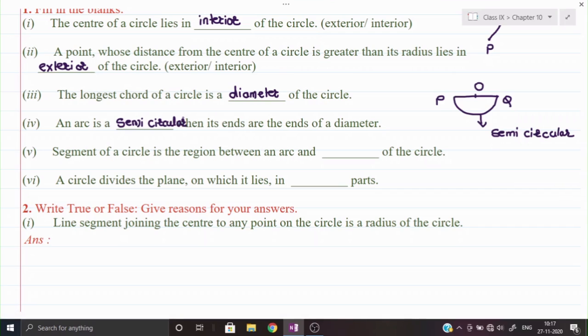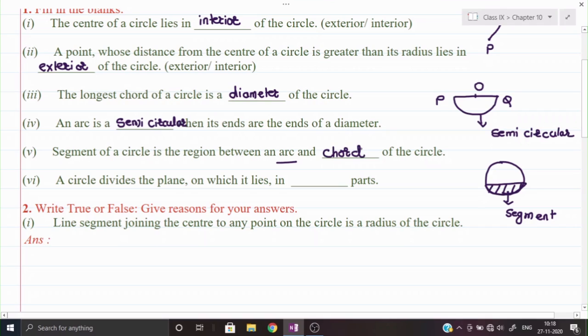Segment of a circle is the region between an arc and dash of the circle. Remember what definition I told you for a segment? Suppose this is a circle, and I draw one chord over here and take one arc like this. This is the region between the chord and the arc, and this is called the segment of a circle. So what exactly is a segment? The region between the chord and the arc of a circle. So here the arc is already given to us, so we shall mention the chord of the circle.